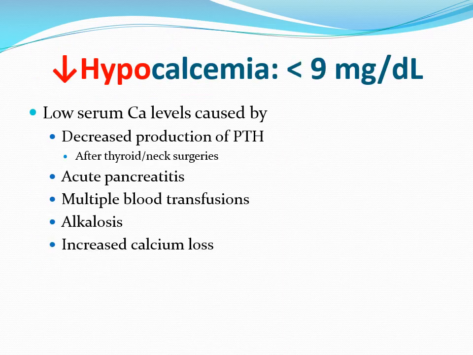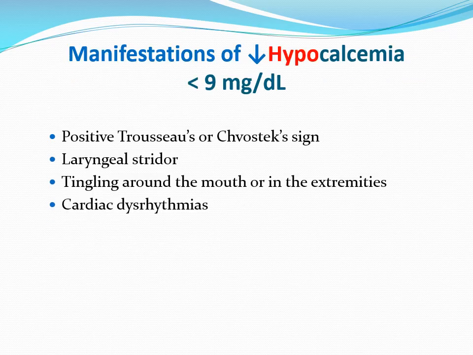Hypocalcemia, low serum calcium levels caused by decreased production of PTH, usually after thyroid and neck surgeries, acute pancreatitis, multiple blood transfusions, alkalosis, and increased calcium loss. You'll see a positive Trousseau's or Chvostek's sign. Laryngeal stridor is a big manifestation that some people don't think of, but it's usually due to hypocalcemia. Tingling around the mouth or in the extremities, and cardiac dysrhythmias. Really, those cardiac dysrhythmias, you can see a prolonged QT interval, which may develop into ventricular tachycardia.